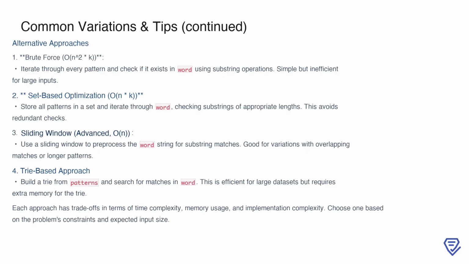If you're working with large datasets, a tree-based solution might be the best choice. By building a tree from the patterns and searching for matches in the word, you can achieve highly efficient lookups, though it does require additional memory. Choosing the right approach depends on the constraints and scale of the problem you're solving.